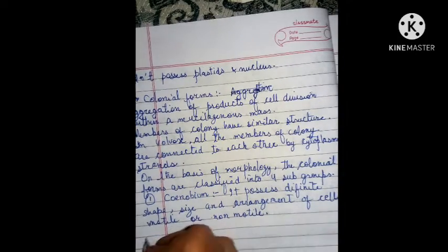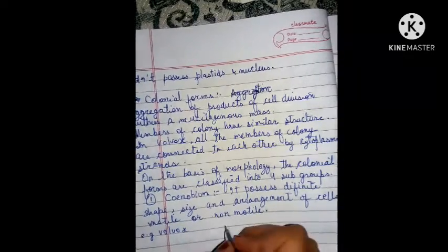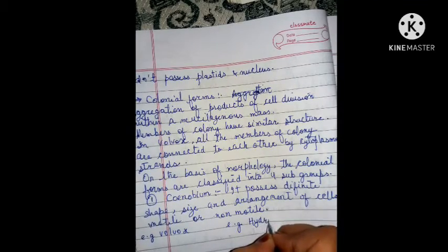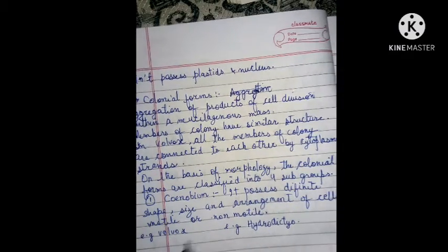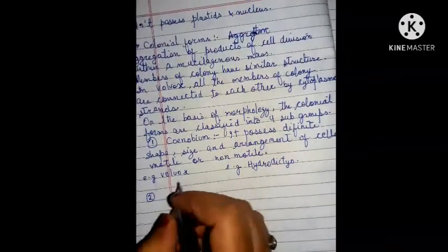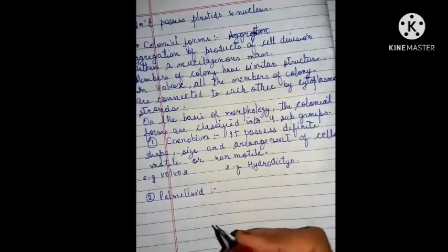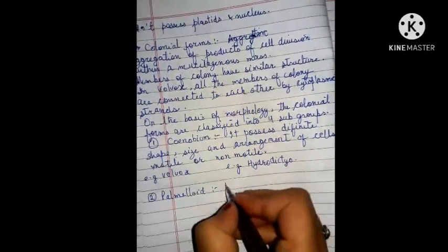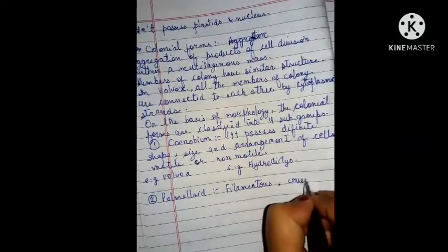In motile forms, the example is Volvox, and in non-motile forms the example is Hydrodictyon. Then second we have palmelloid. These colonial algae are filamentous and are externally covered by mucilage sheath.